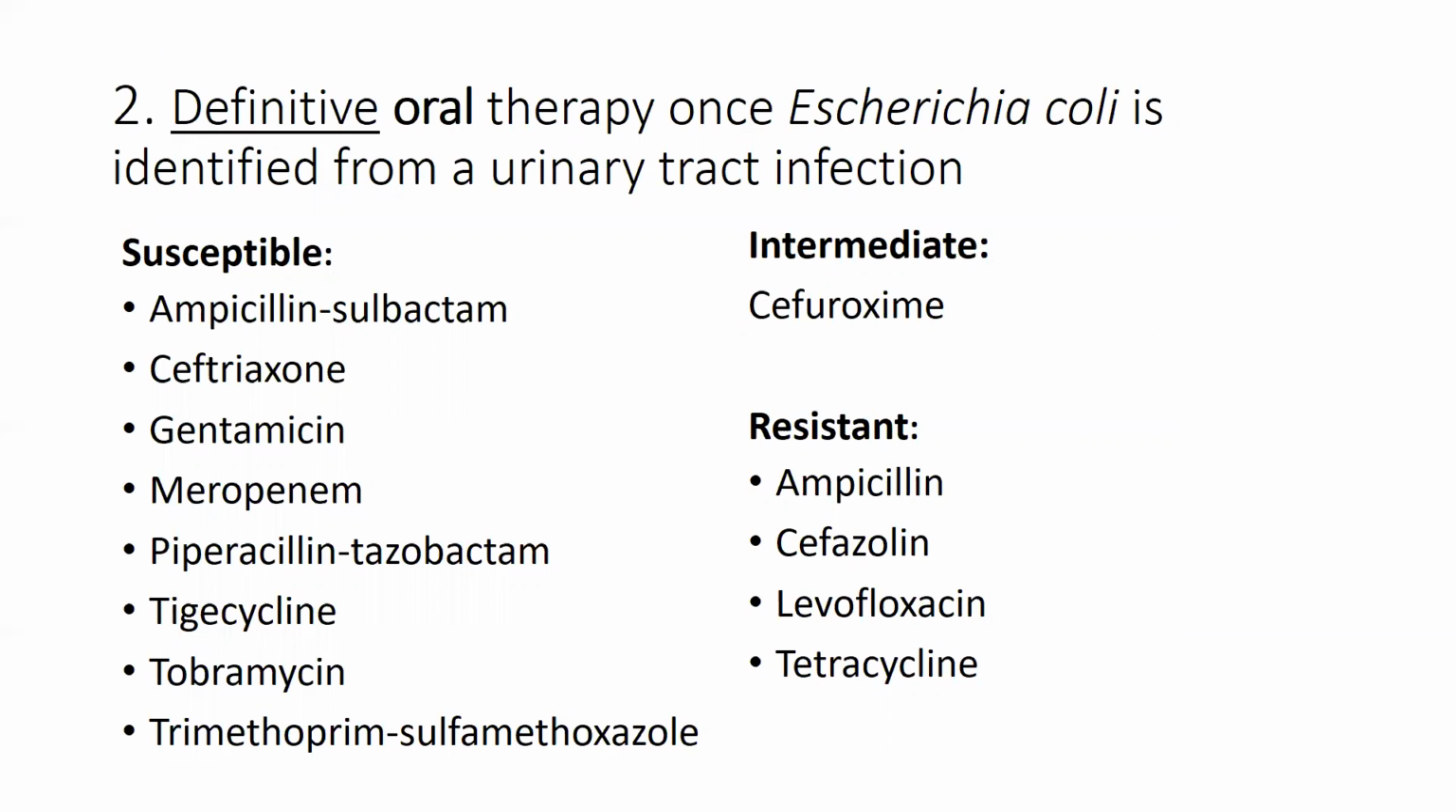Once you know what the source is and you know the organism, the susceptibility, you're going to think about definitive oral therapy. So in this case, let's say it's an E. coli that's identified from the urinary tract infection. This is a typical susceptibility pattern. You could argue ampicillin-sulbactam is not always going to be a good choice. It has lower susceptibilities. For the purposes of the case, I left it as susceptible because you're thinking about oral drugs. Think about switching from Unasyn to Augmentin, amoxicillin-clavulanic acid. They would have the same activity.